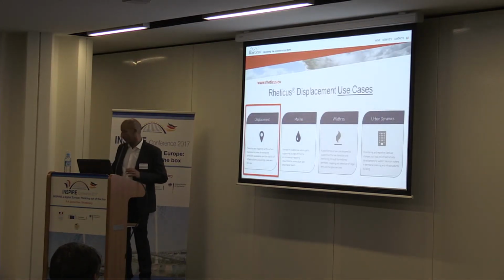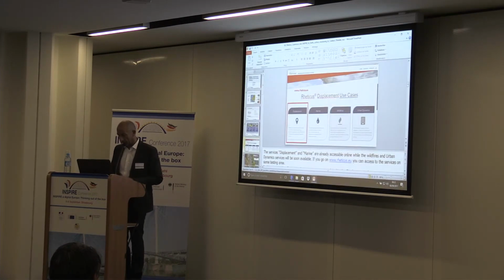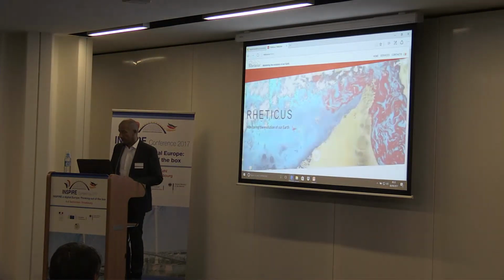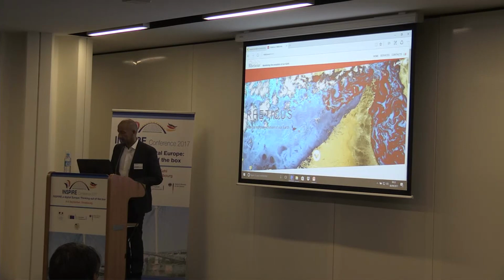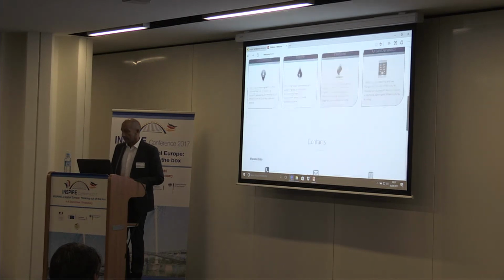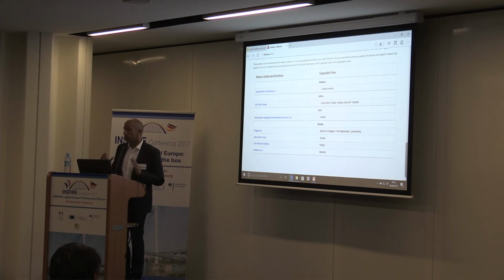I want to try, at my own risk, to make a live demo of the website, just to give you an idea of how this platform works. If you go on the Rheticus website, you can see this interface that shows the main access to these services: displacement, marine, wildfire, and urban dynamics. And here below, you can see the authorized distributors that cover the whole world. As you can see, we monitor a global scenario.